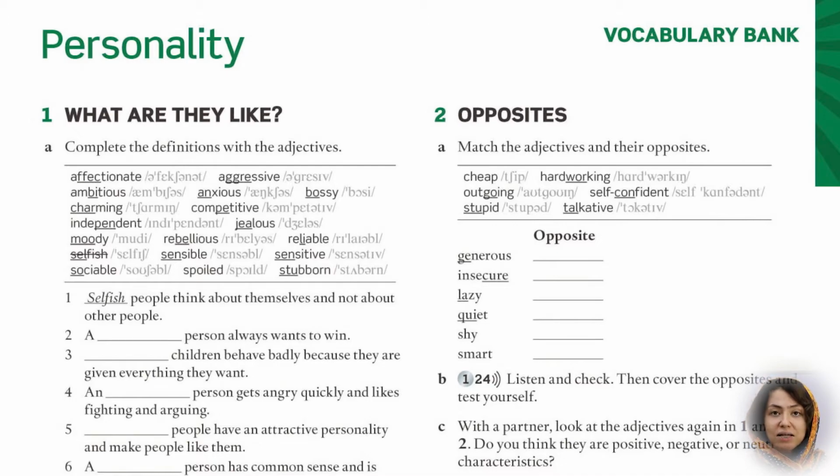Jealous, it means envious. You have the red car. I have to have that red car. Why do you have it? Moody, a person who is not stable, who has mood swings. Rebellious, a person who is disobedient and never listens to others. Reliable, it means a person who is dependable, you can trust.